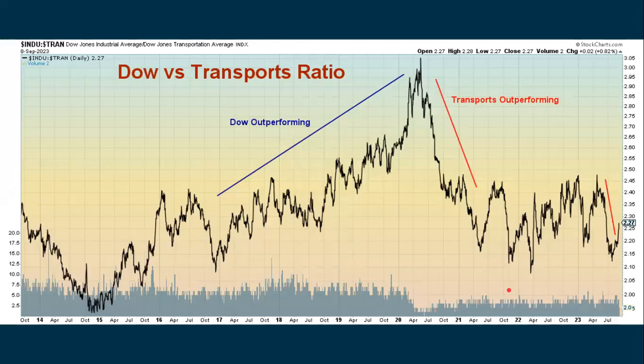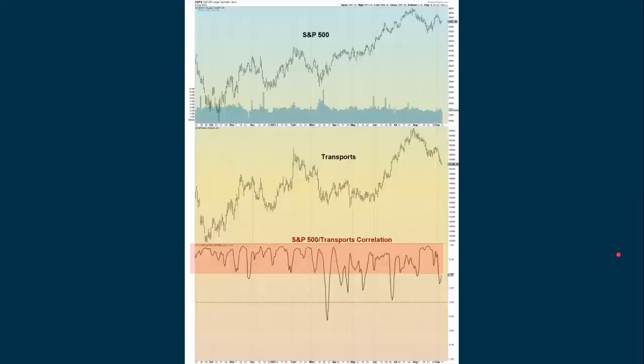Then we look at the Dow to transports ratio. When this is going up, that means the Dow is outperforming. And that's what we're seeing right now. We want to see this ratio actually go down if we're going to look at it in a more positive way. We look at the correlation between the S&P and the transports, where they typically will have a pretty strong correlated relationship, but lately we've been seeing them going in opposite directions.